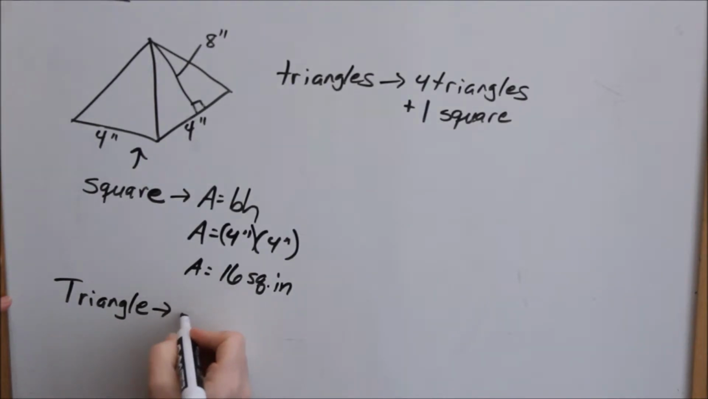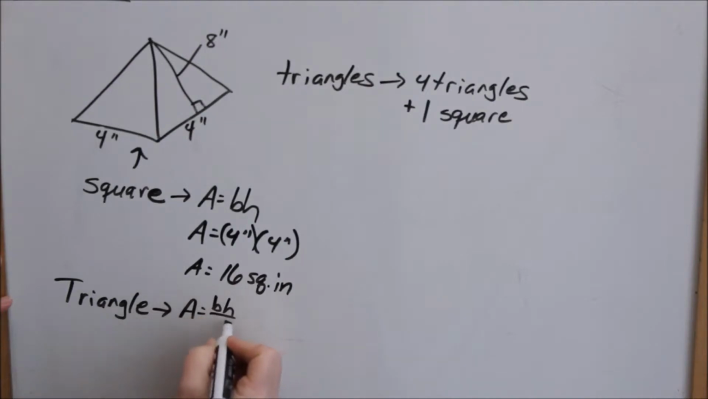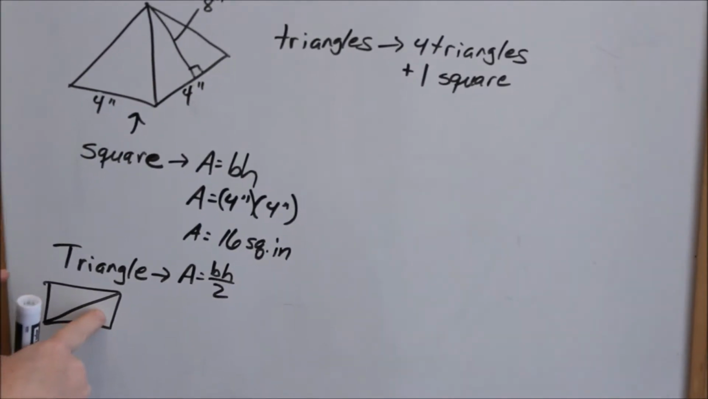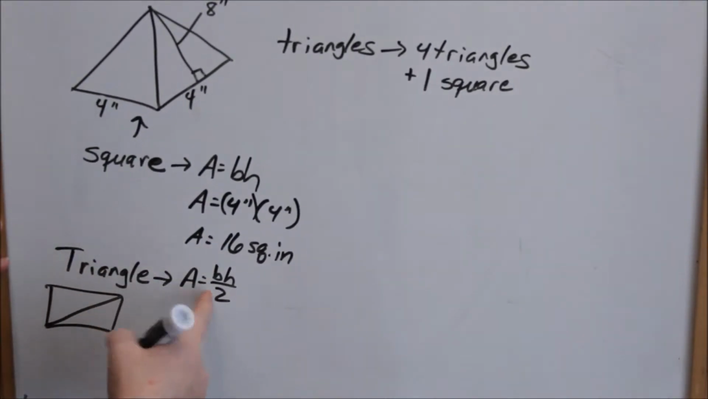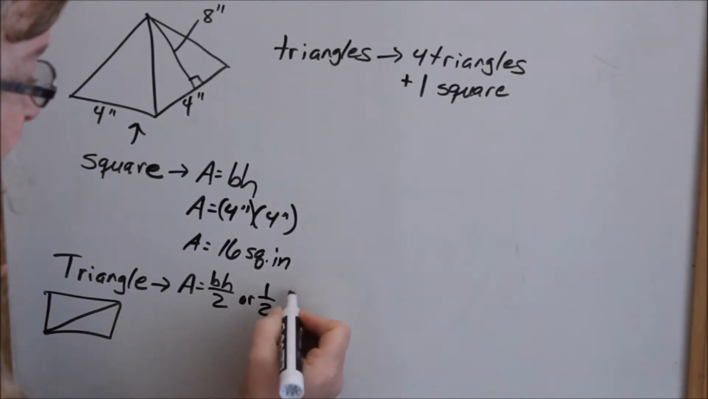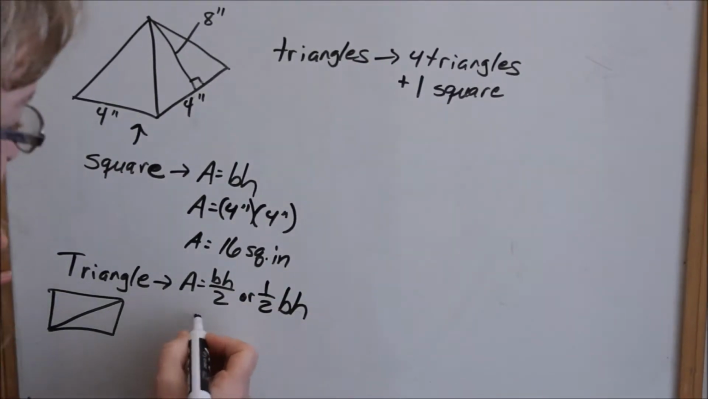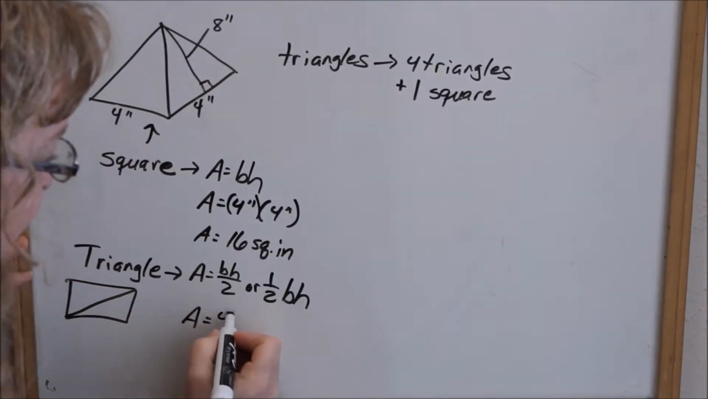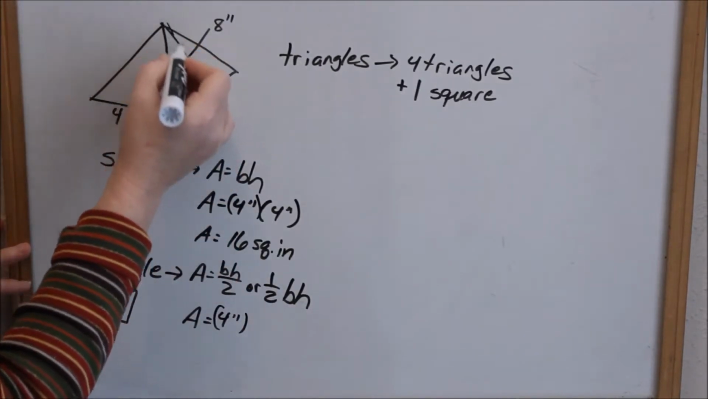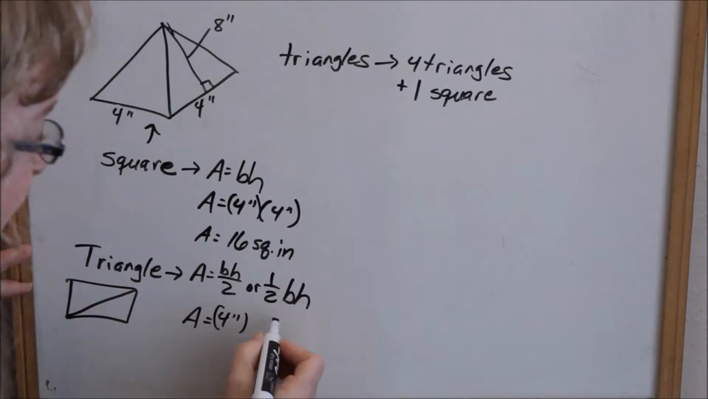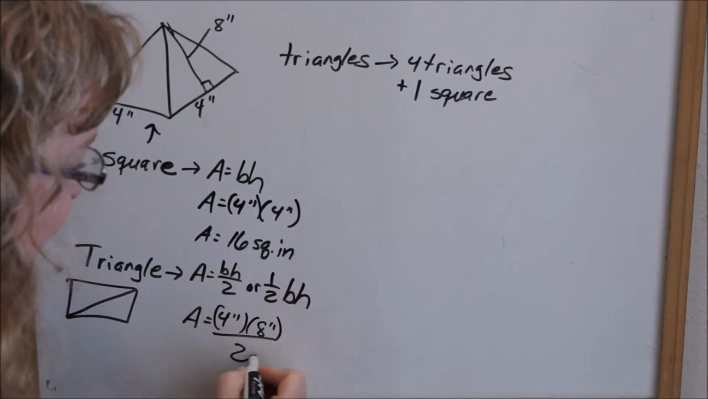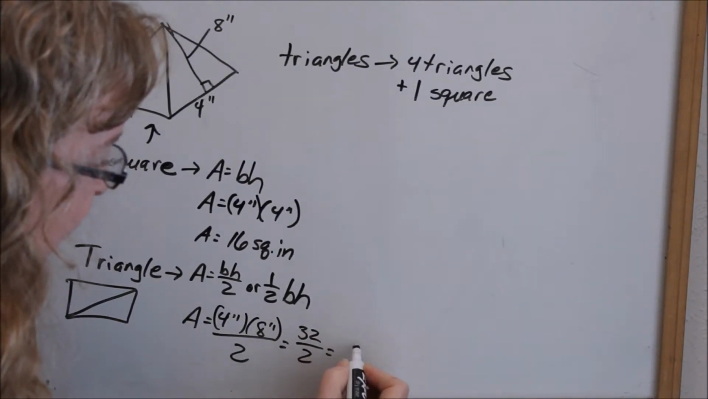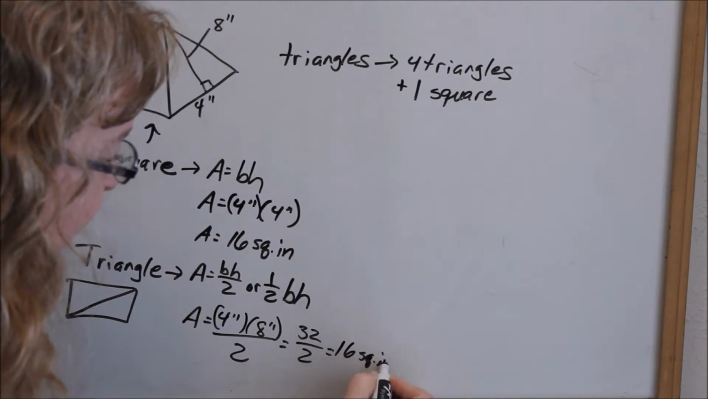So the formula for area of a triangle is base times height divided by 2, because basically you can take a rectangle, you cut it in half, and you end up with a triangle. So you take the area of a rectangle and divide it by 2. You might also see it like this, 1/2 base times height. So area of a triangle, the base of my triangle is 4. So 4 inches times the height of my triangle is this right here, my 8 inches. And then divide by 2. 4 times 8, 32. Divided by 2, and that would end up being 16 square inches.